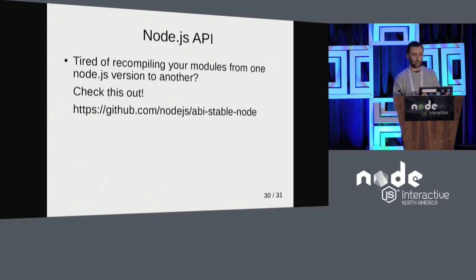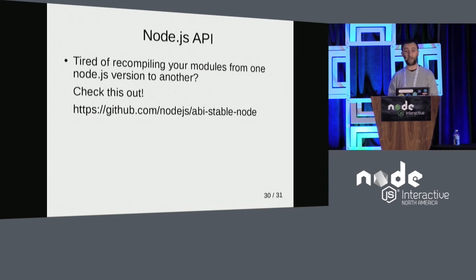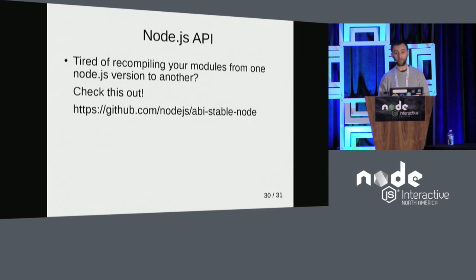But anyway, I think that concludes my talk, and I just want to give a shout out to the Node.js API guys, because they're working to make native add-ons better. You don't need to bother recompiling all the time. You write an add-on, you install a new version of Node. Once it has this feature, your add-on will just keep on working. So here's to you guys.